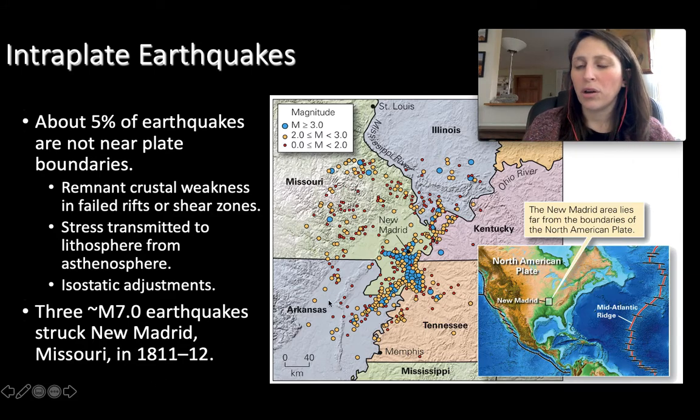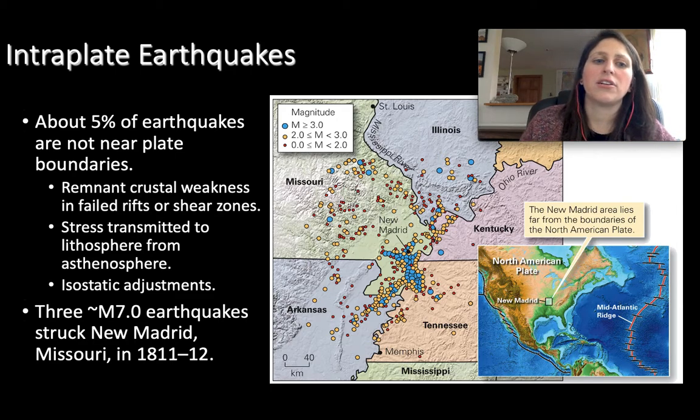Okay, so we all know by now that different parts of the earth experience different types of tectonic activity through time. In different parts of the world, we might be in the middle of a continent, say the middle of the United States: Missouri, Arkansas, Tennessee, Kentucky, not quite the middle, but central enough. They have earthquakes there. There was actually a magnitude 7.0 earthquake in New Madrid, Missouri that was felt in 1811. This happened because there is remnant crustal weakness in these failed rift zones.